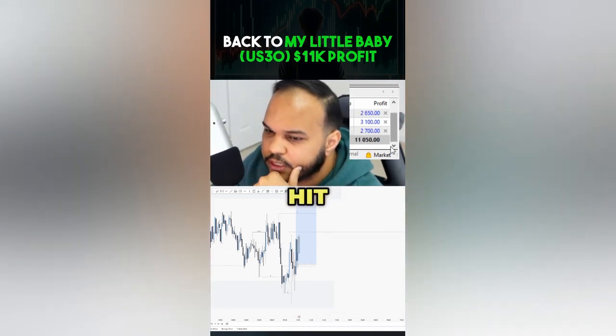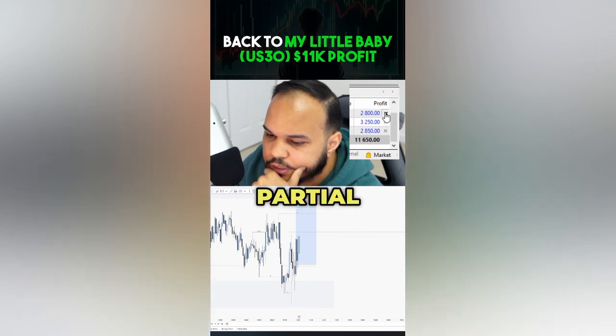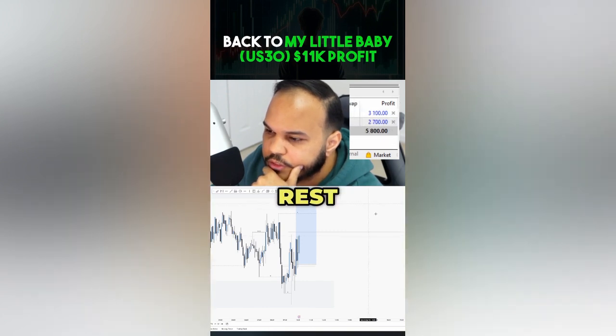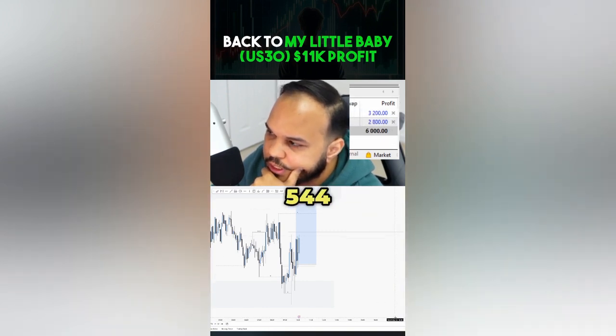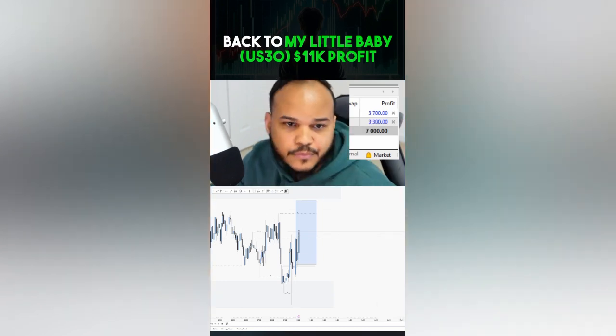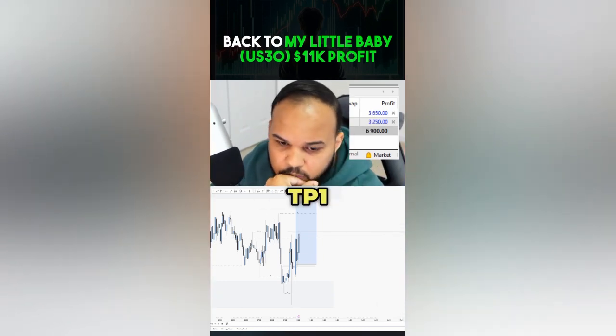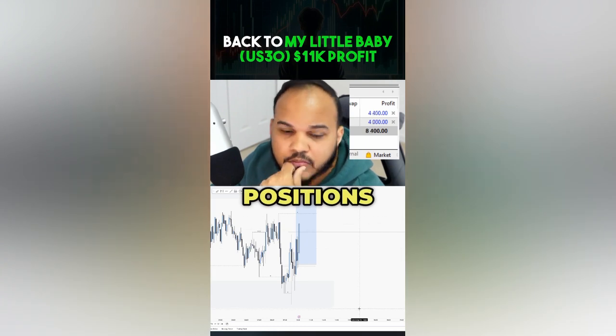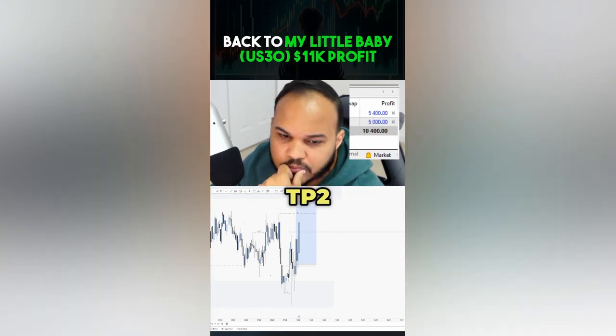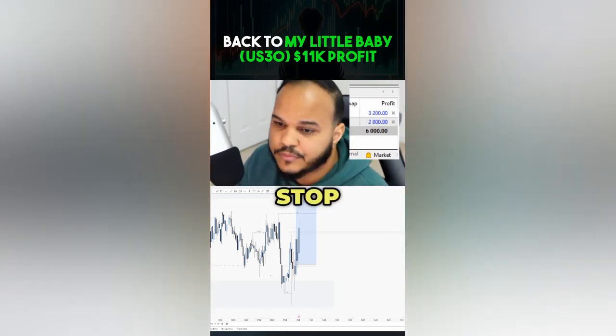All right, guys, so we hit TP1 here. I'm going to close partial, and I'm leaving the rest to run towards TP2, which is going to be 38,544. And after hitting TP1, I closed 80% of my positions at 62 pips, almost getting to TP2, and left a runner, and the market stopped me out at break even.